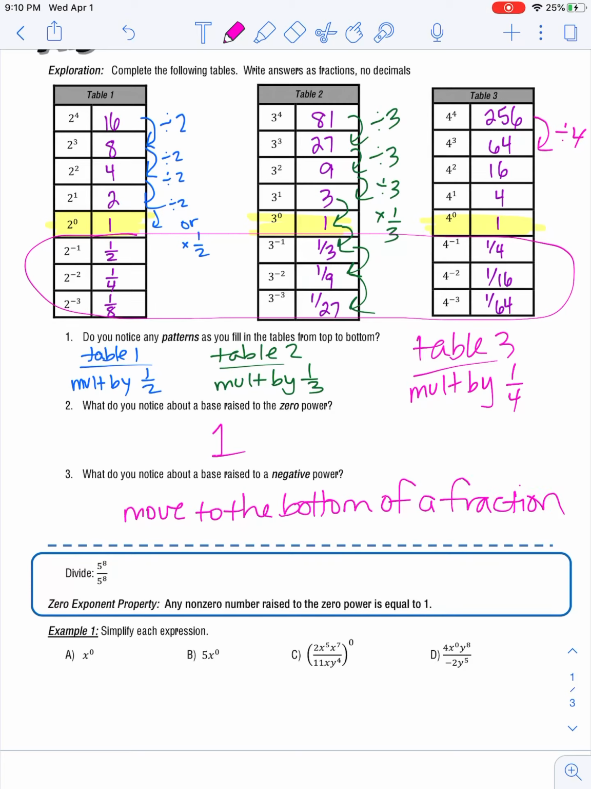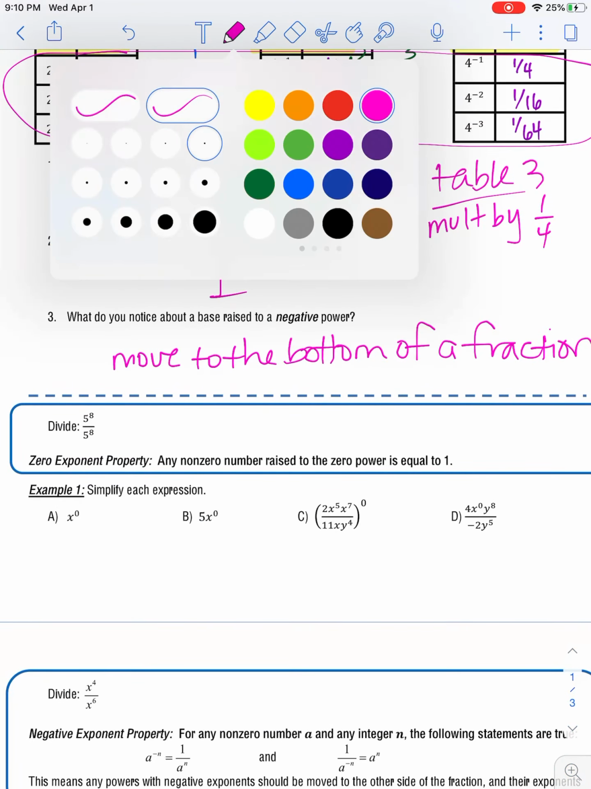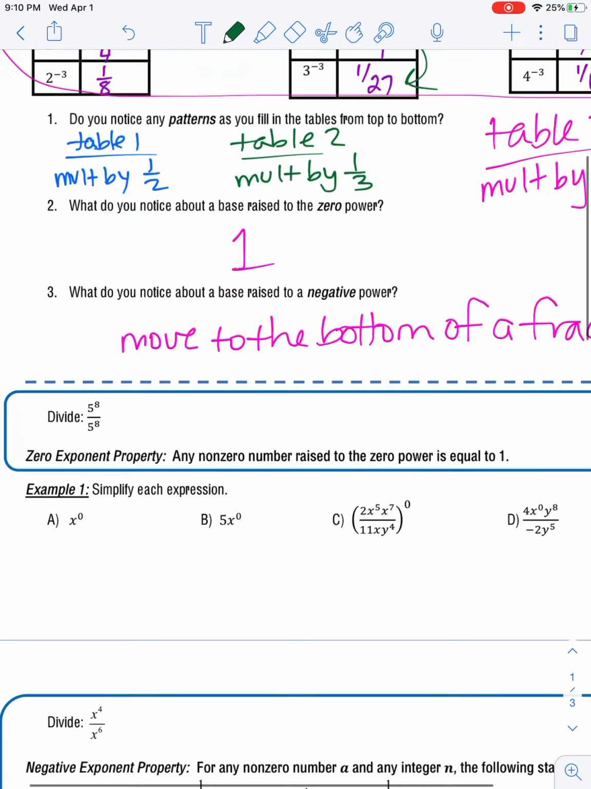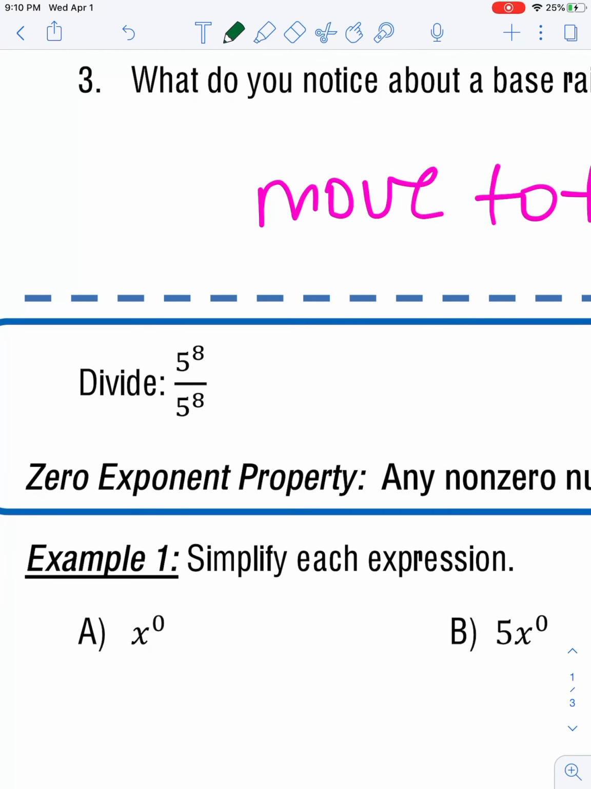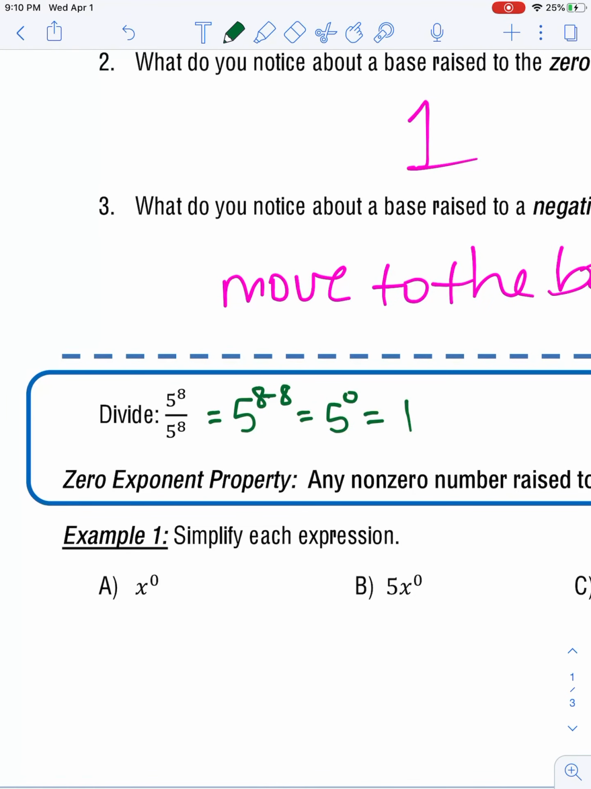So we'll get to that property on the next page. Going back to the 0 property, it says here to divide 5 to the 8th by 5 to the 8th. If we use our division property, dividing powers with the same base, where we subtract the exponents, 8 minus 8 is 0, and 5 to the 0 is a 1.